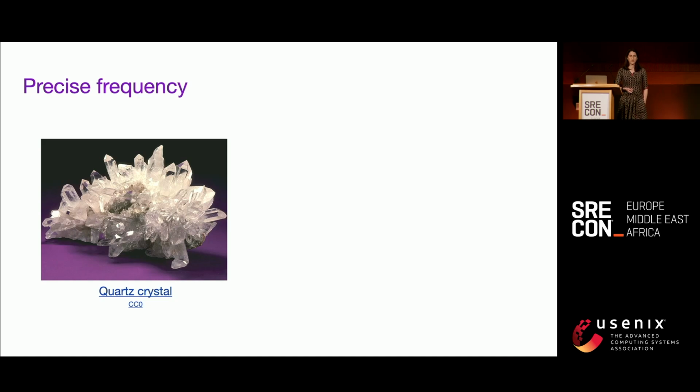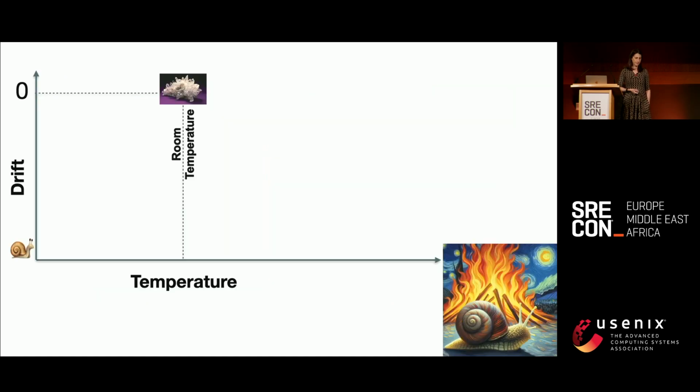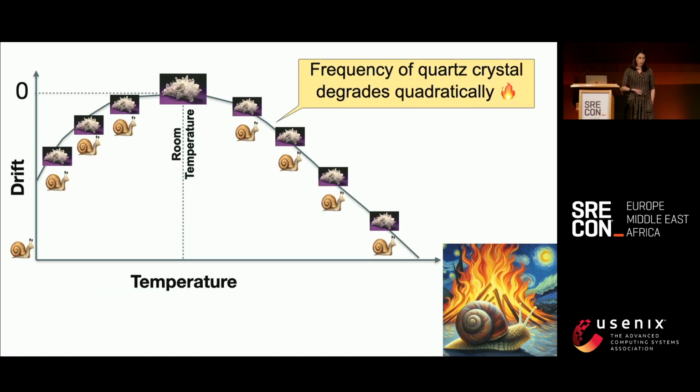And just like a pendulum swings at a precise frequency, we can make a quartz crystal vibrate at a precise frequency by cutting it to the right size and shape and applying electricity to it. And then it becomes an accurate oscillator that we use in our server clocks today. But the frequency of a quartz crystal degrades quadratically outside room temperature.